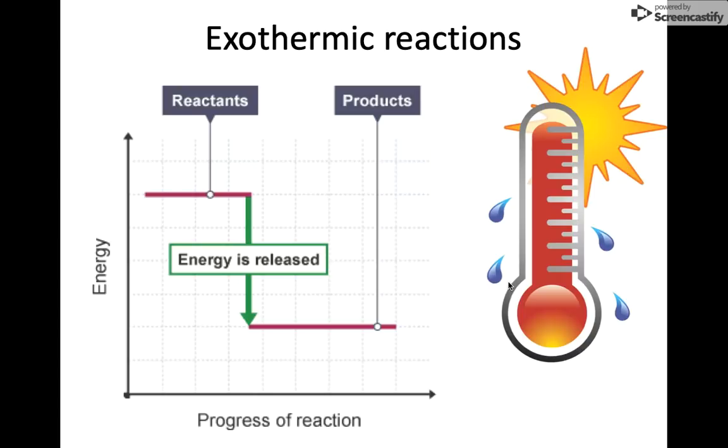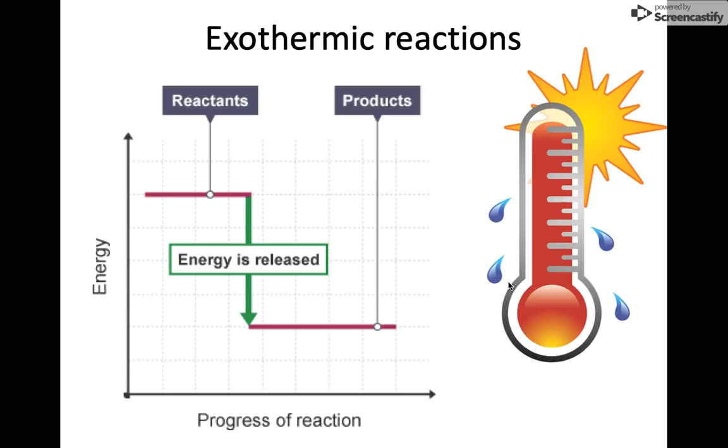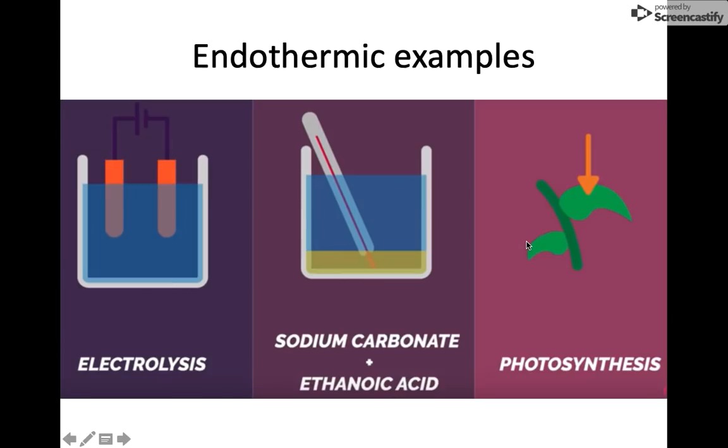A simpler way to describe this, without putting in the activation energy, is how you will see it mostly. Here are the reactants, here's the amount of energy in the reactants, and here's the amount of energy in the products. If the amount of energy in the products is lower, then energy must be released, so your surroundings must have heated up. Okay? Let's have a look at endothermic.